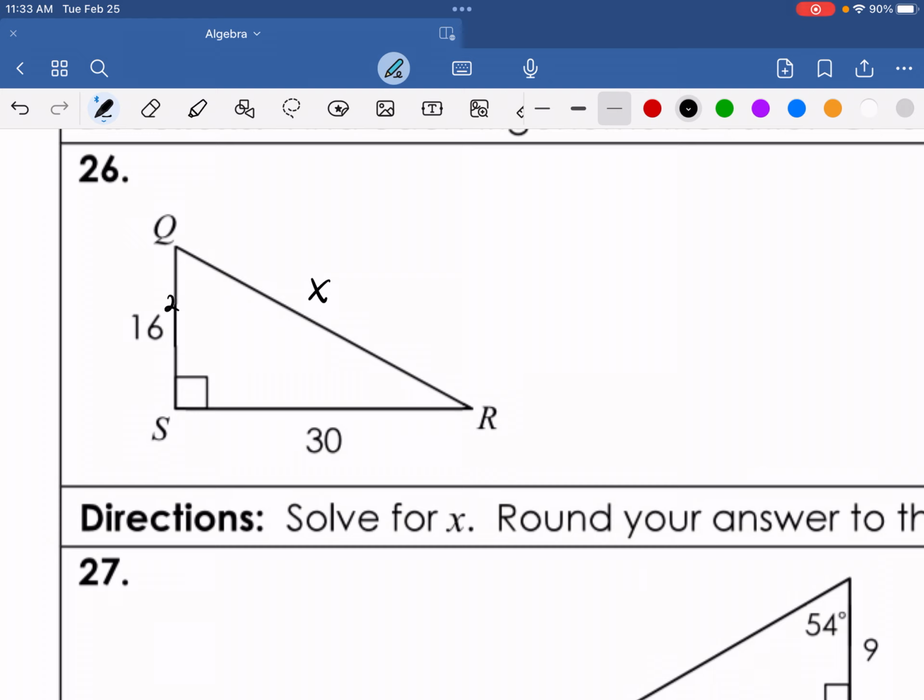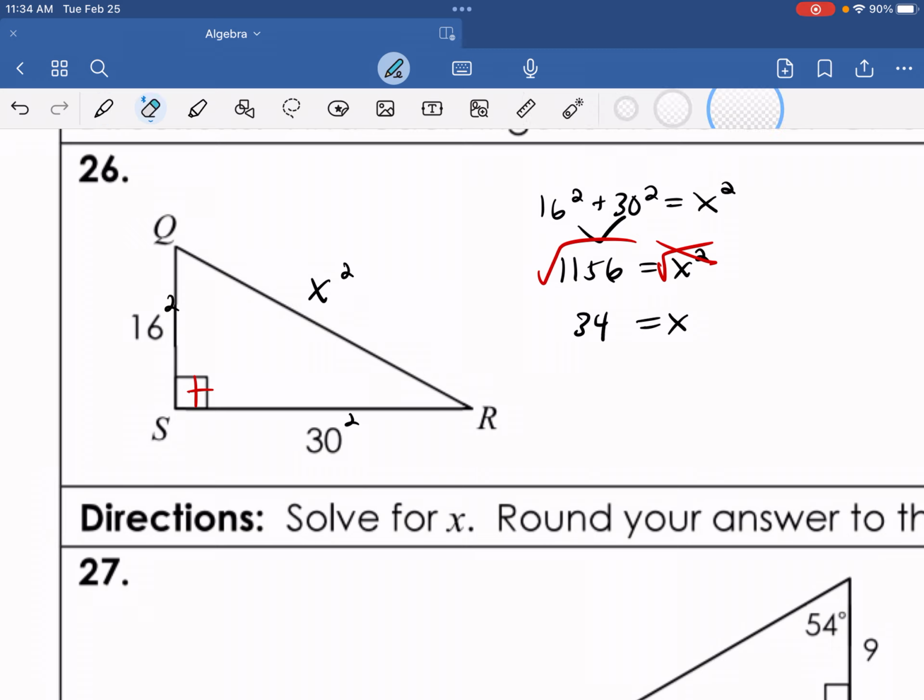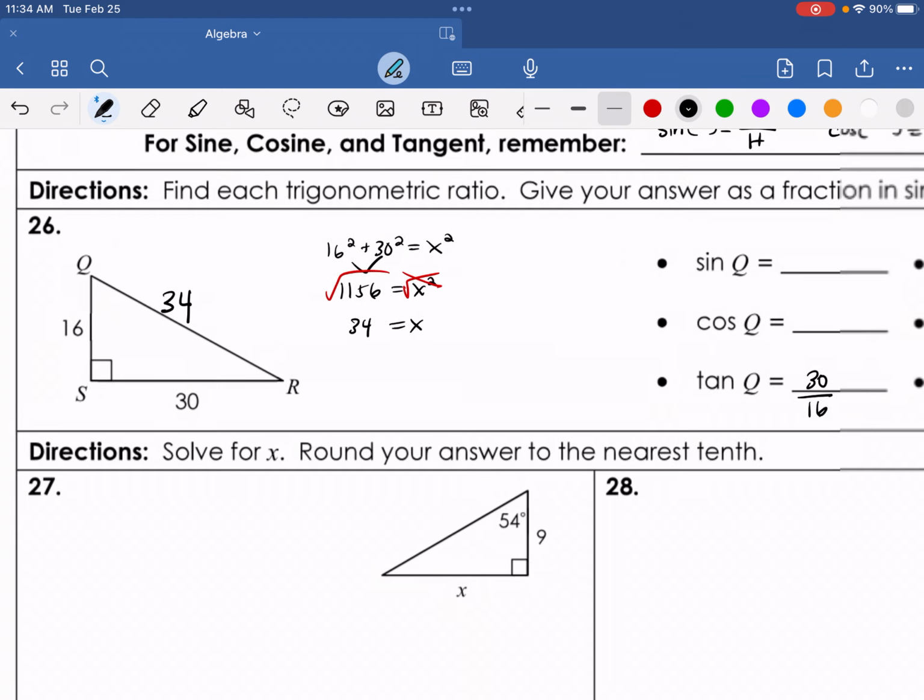So I'm just going to put x. Square them all. Square, square, square, just like in the first 1 through 6 problems. And now we add. What do we add? The 30 and 16 on this one. It's not always that. 16 squared plus 30 squared equals x squared. Put that in the calculator: 16 times 16 plus 30 times 30. 1156, and it equals x squared. Last step, how can x be by itself? Square root. Those cancel, and you get x by itself. The square root of 1156 is 34. So this side is 34.